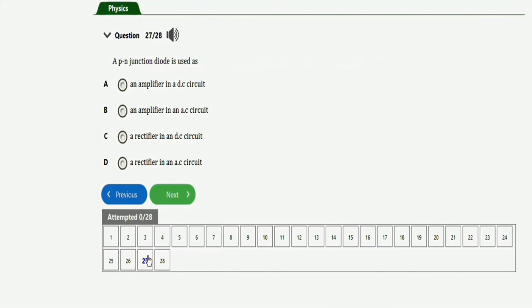It says a PN junction diode is used as, we have an amplifier in a DC circuit, an amplifier in an AC circuit, a rectifier in a DC circuit, a rectifier in an AC circuit. So the right option is option D. Take note of this question: a rectifier in an AC circuit. The last question before we end this video, it says the bond that forms a semiconductor is, so option B, the right option.